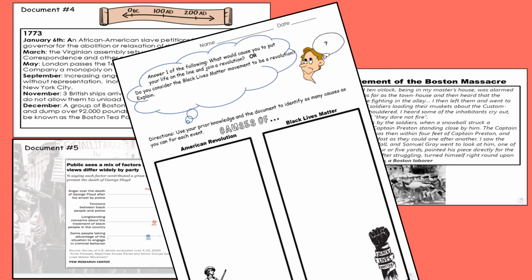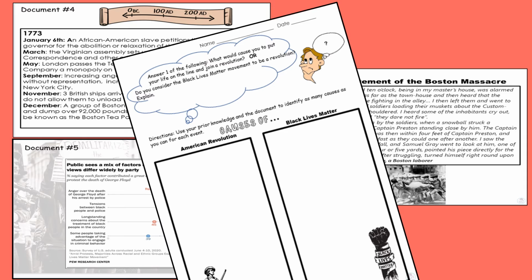So this is the student handout for the American Revolution. First, we try to decide if Black Lives Matter is a revolution. So that's the do now, and it gets them thinking about revolutions. And then I gave them different documents about both topics, and they needed to write down the causes of each. And then on the second page, they discuss and compare and contrast and make some conclusions.